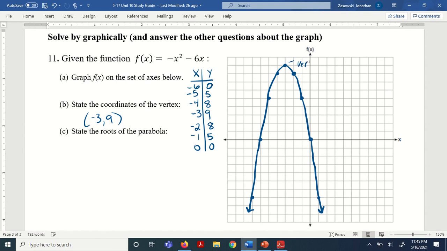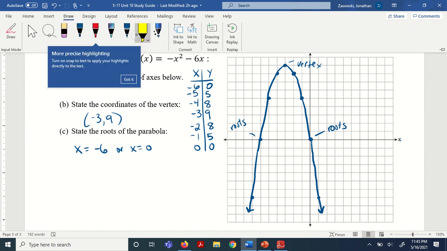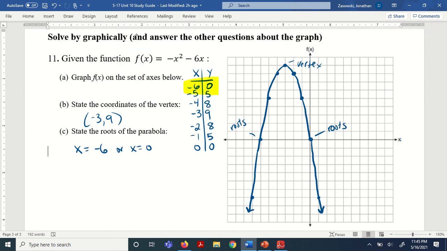There's our vertex. Remember, the roots or the zeros are where the graph crosses the x-axis. So these are the roots, the zeros, the solutions. Okay, so when it says state the roots of the parabola, we're just stating the x-coordinate only. So this is at x equals -6, or x equals 0. And we can see that on the table because that is where the y-coordinate is 0.